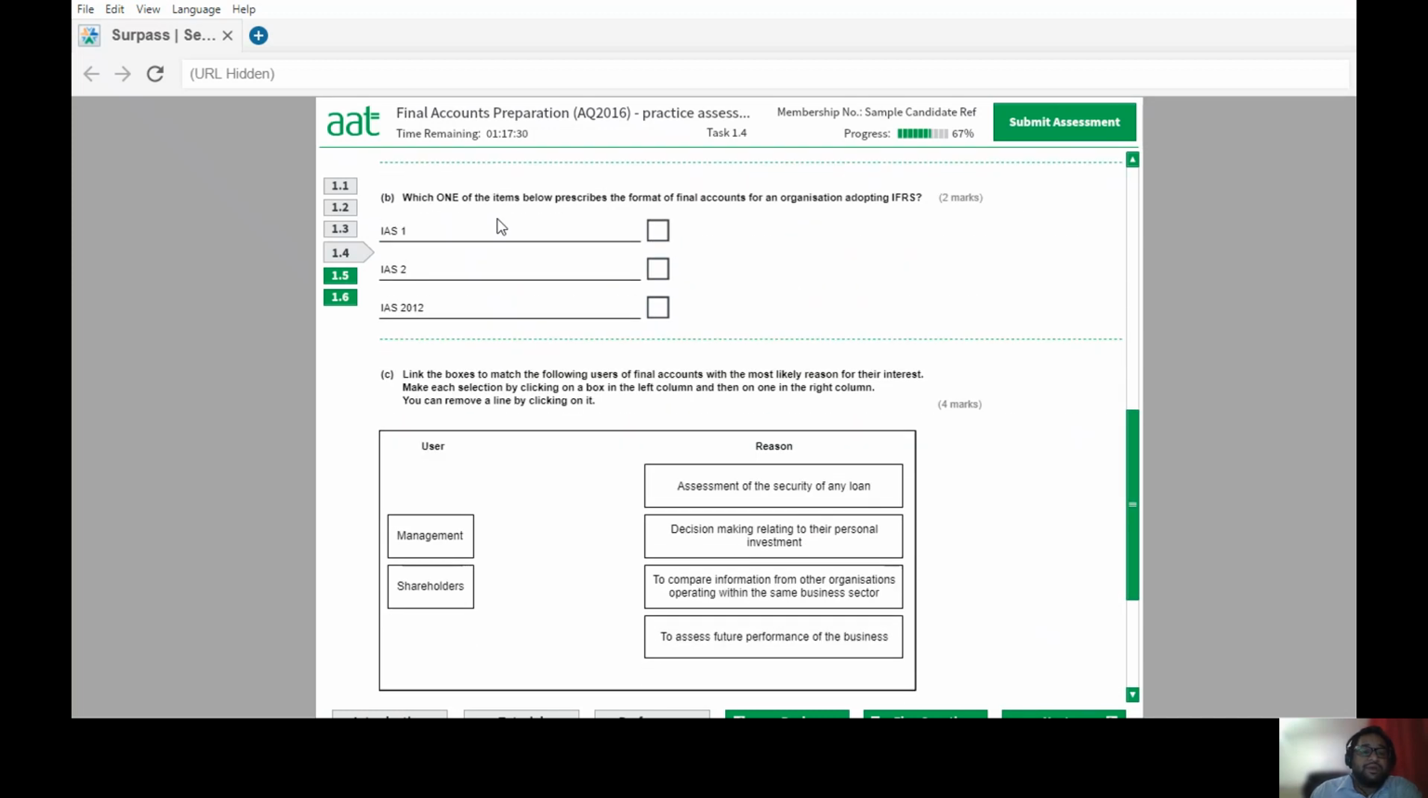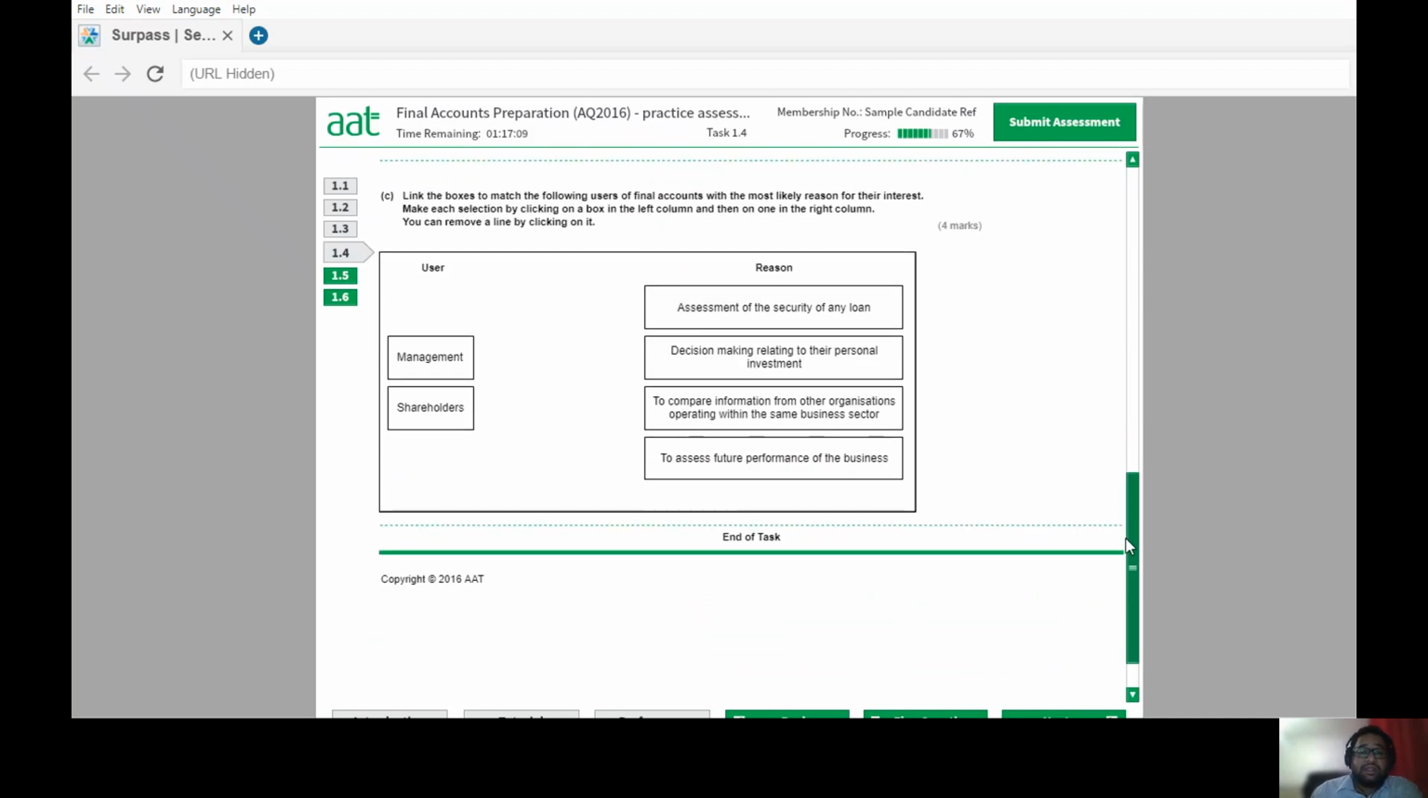And then obviously, which one of the items below prescribes the format of the final accounts of an organization adopting IFRS? It is going to be IAS 1. IAS 2 is for your inventory. IAS 1 is going to be the format of the financial accounts. I don't know what IAS 2012 means. Basically, I'm lost there.